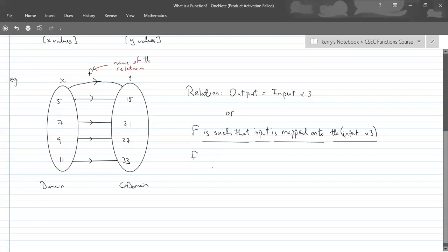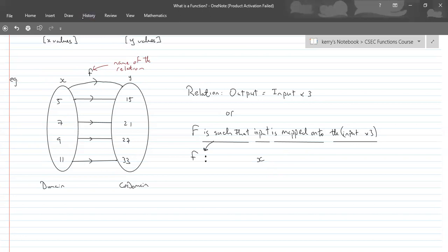Now, 'is such that' in maths, you could use this colon. That's what this colon means here. So from now on, if you need to write the words 'is such that' in maths, you could just use this colon. So f is the function such that the input. Now, what is the input? Remember, we call that x. Each of those are x values. So instead of using the word input, we use x.